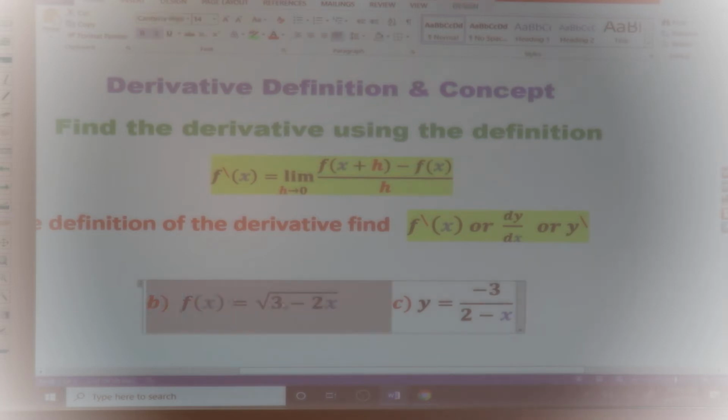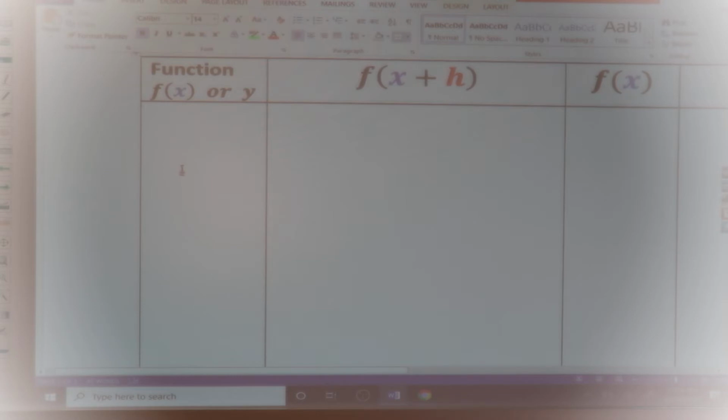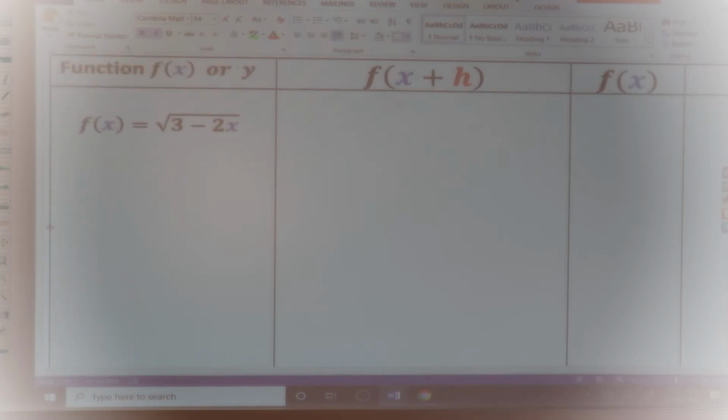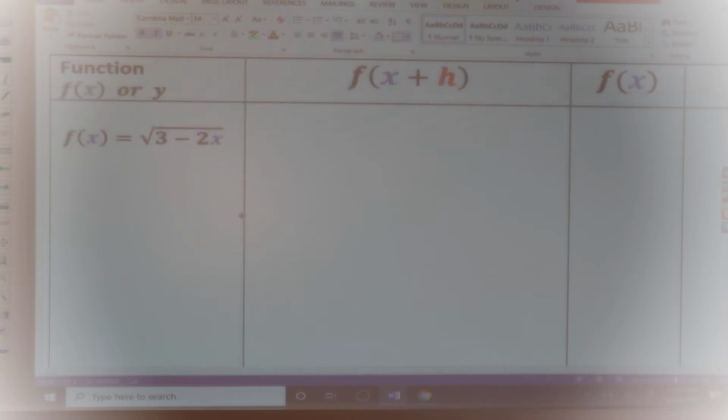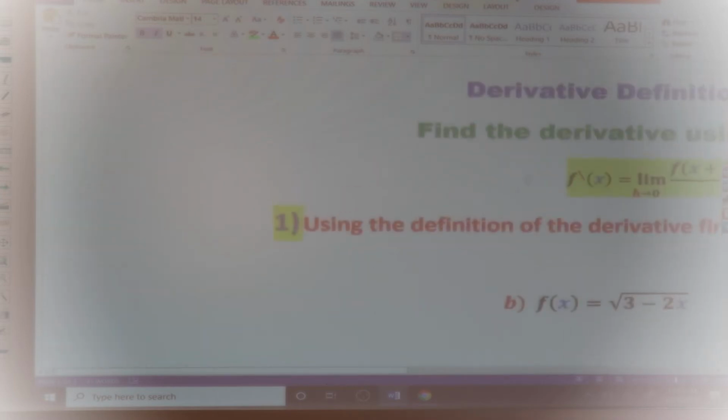Let me take this function, copy it and put it in my table. This is my function, the one I need to differentiate. What was the first step we said? The first step is to find f of x plus h. Why? Because this is the definition.